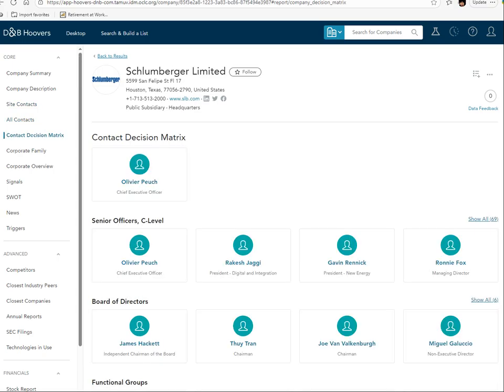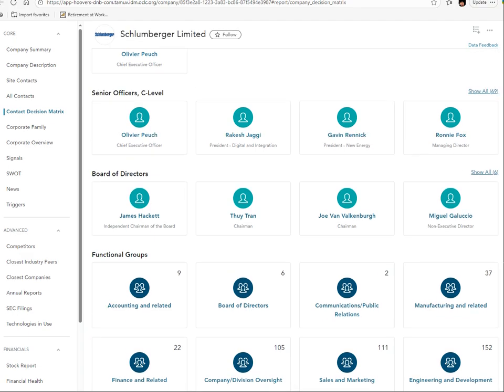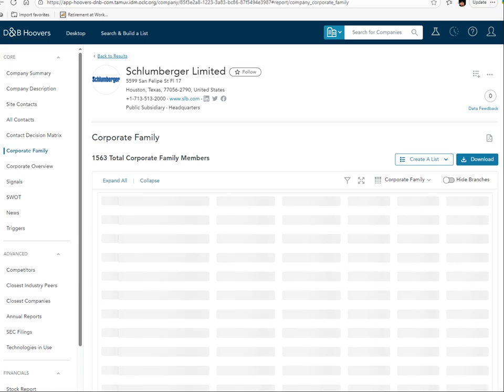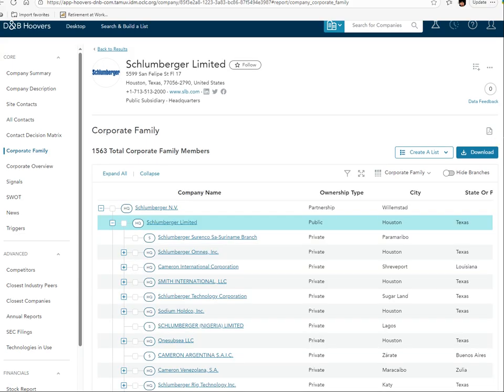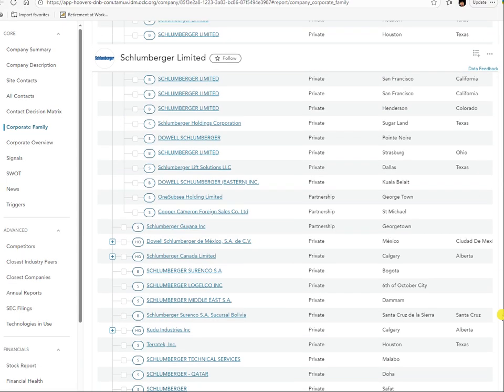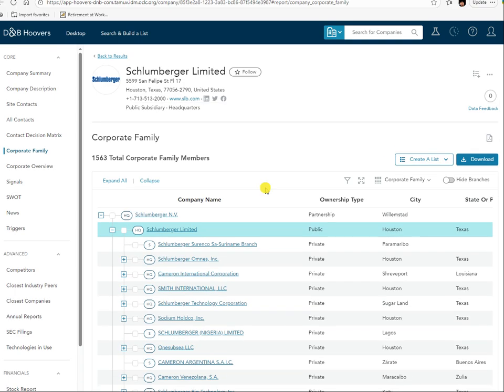And here you have their decision matrix, right? So the CEOs and the senior officers, board of directors, and other function groups like accounting and finance. You can check their corporate families, their headquarters and who are their subsidiaries, and joint ventures. You can see everything about the company, and you can always download that information for further analysis.